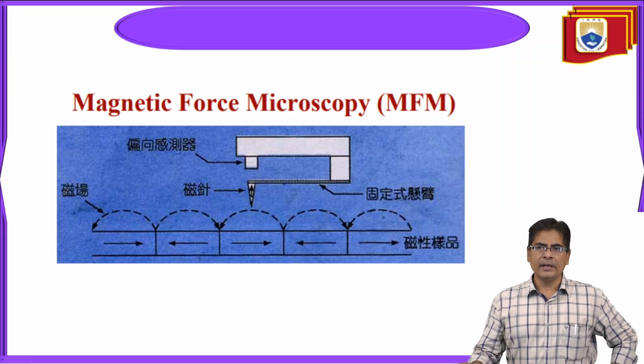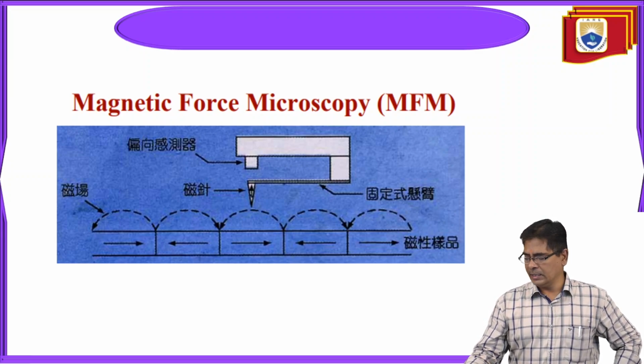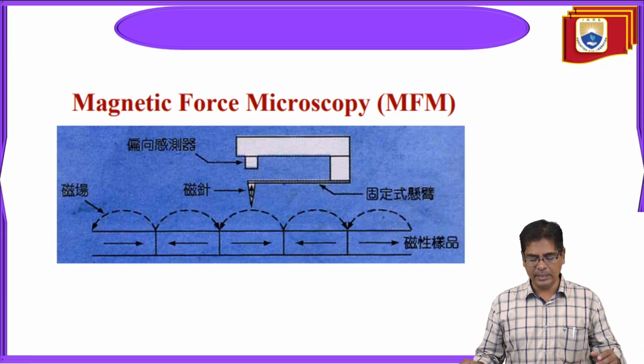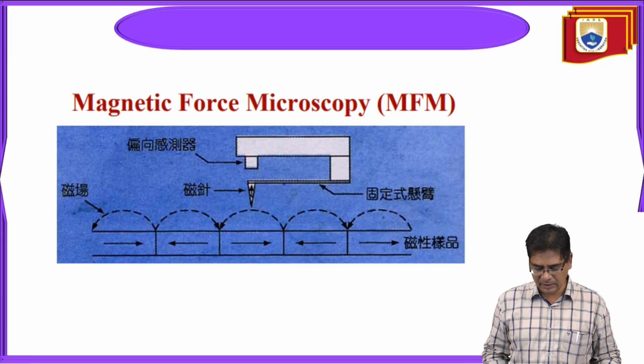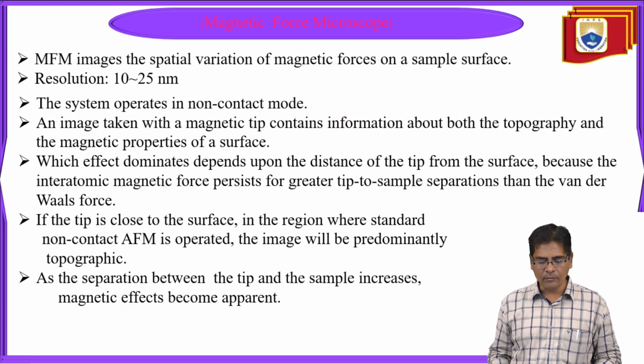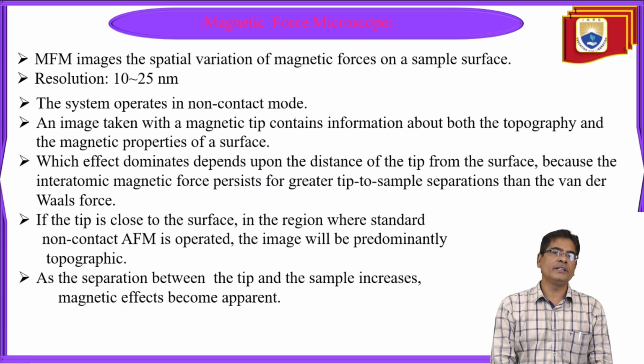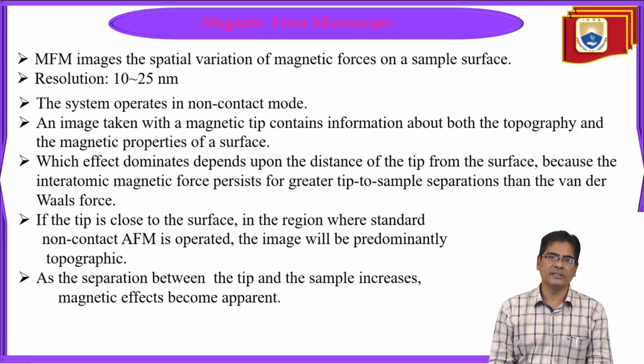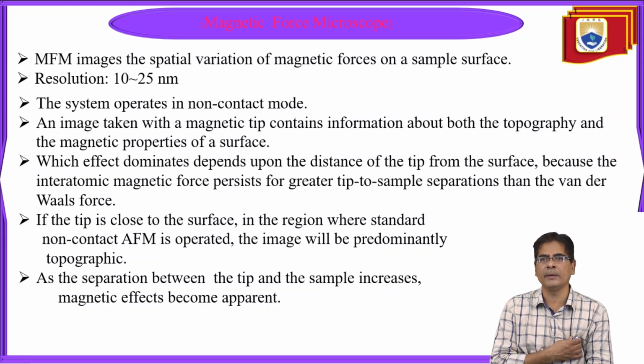This is the magnetic force microscope tip interacting with the sample surface, and we have ferromagnetic spins in different directions. MFM images the spatial distribution of the magnetic forces on the sample surface, and the resolution is approximately 10 to 25 nanometers. The system operates in non-contact mode. An image taken with the magnetic tip contains information about both the topography and the magnetic properties of the sample.